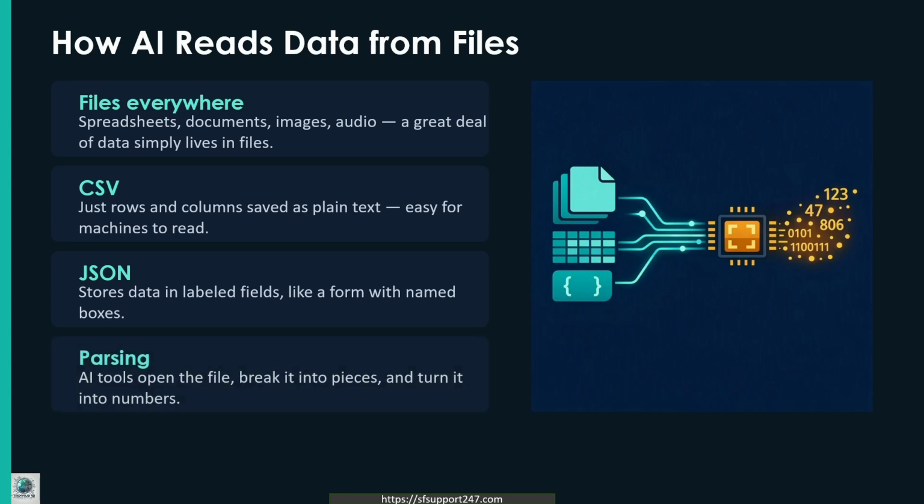Parsing the data. Parsing means understanding that file or the data. When AI systems or humans try to understand the file data, if they are Excel spreadsheets, meaning structured data, it becomes easy to understand. Parsing data is how we understand the data. AI tools open the file, break it into pieces, and turn it into numbers that AI can understand.